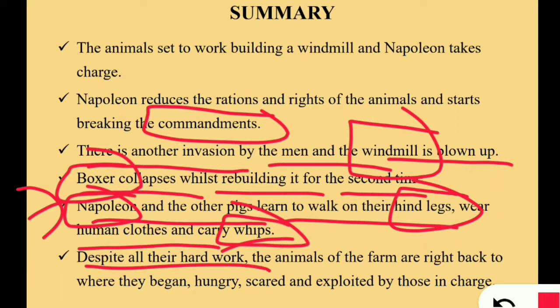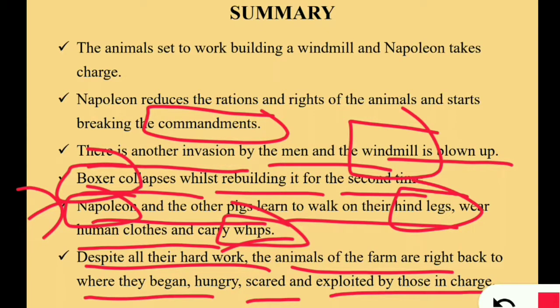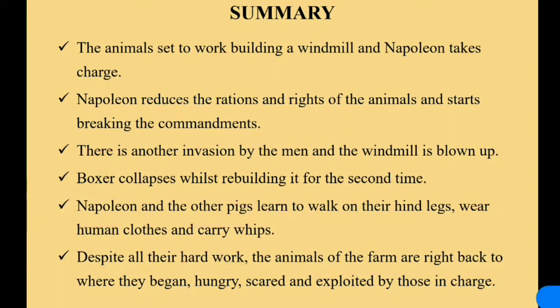Despite all their hard work, animals of the farm are right back to where they began, hungry, scared, and exploited by those in charge. So their dream of getting freedom shattered when Napoleon worsened the situation in Animal Farm. They started thinking that Mr. Jones was much better than this tyrant ruler Napoleon.